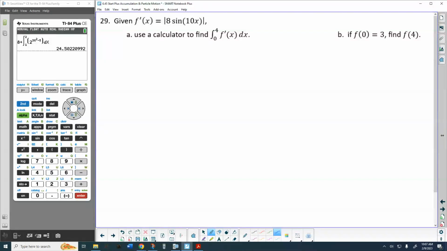Okay, so this is number 29. It was on a homework assignment, but I told you to skip it. But I just want to work through these now that we've talked about start plus accumulation. So this is very much a calculator problem because we've got an absolute value here. We know f prime of x is the absolute value of 8 sine 10x. We want to know the integral from 0 to 4 of f prime of x. So in your calculator, you're just evaluating that.